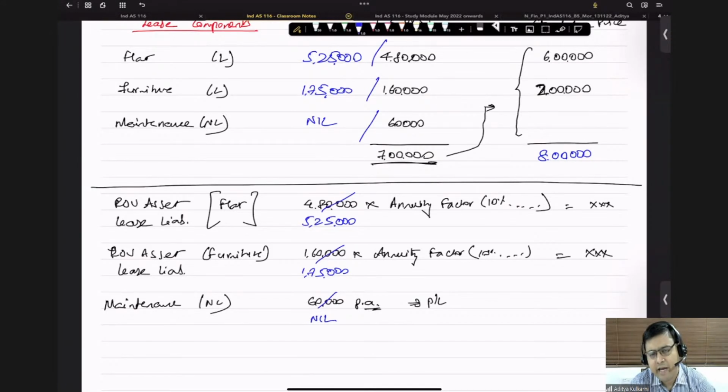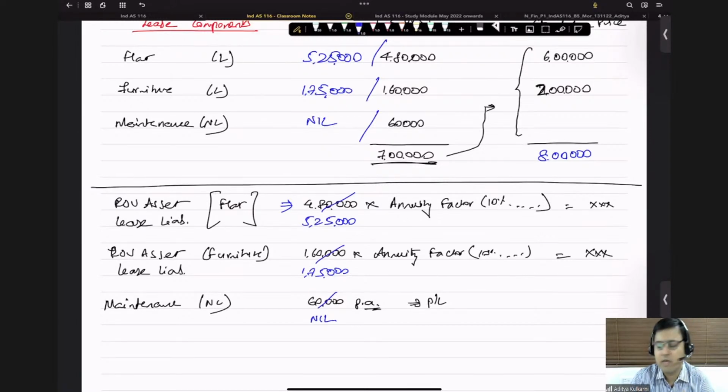But sir, where is my true and fair view? आप इतना बड़ा बड़ा बात करते थे, true and fair, true and fair. यहाँ पे possible है, फिर भी आप नहीं कर रहे हो. It's not needed because the final impact is not going to be a majorly material one. See, 4,80,000 would go in the P&L as 2 parts. One portion would go as depreciation of ROU asset. The other portion would go as finance cost while amortizing your lease liability.